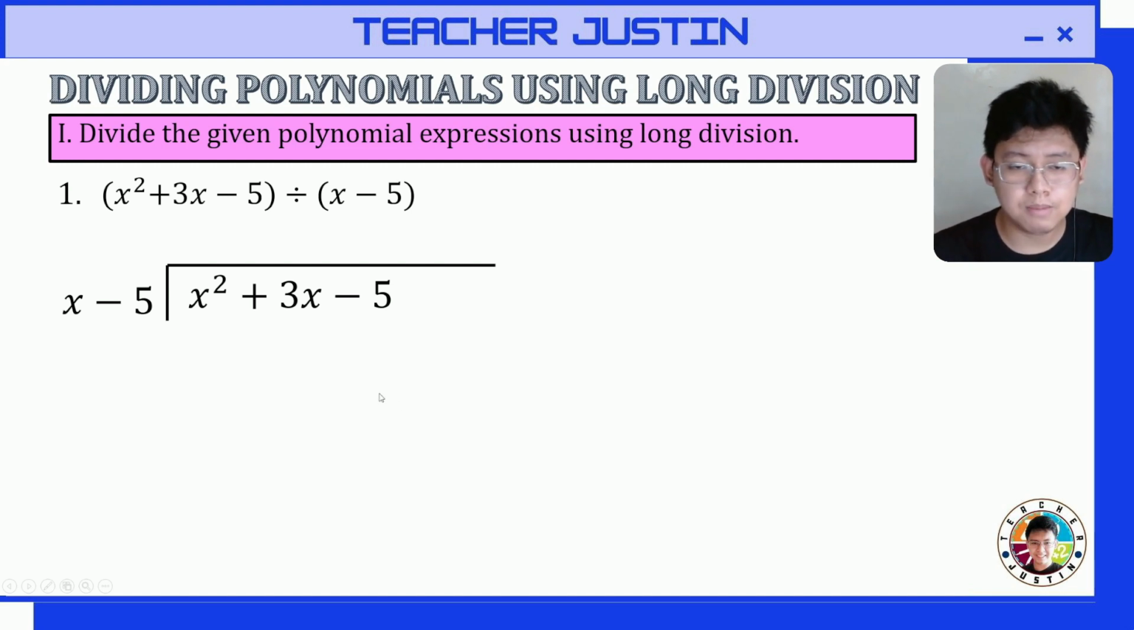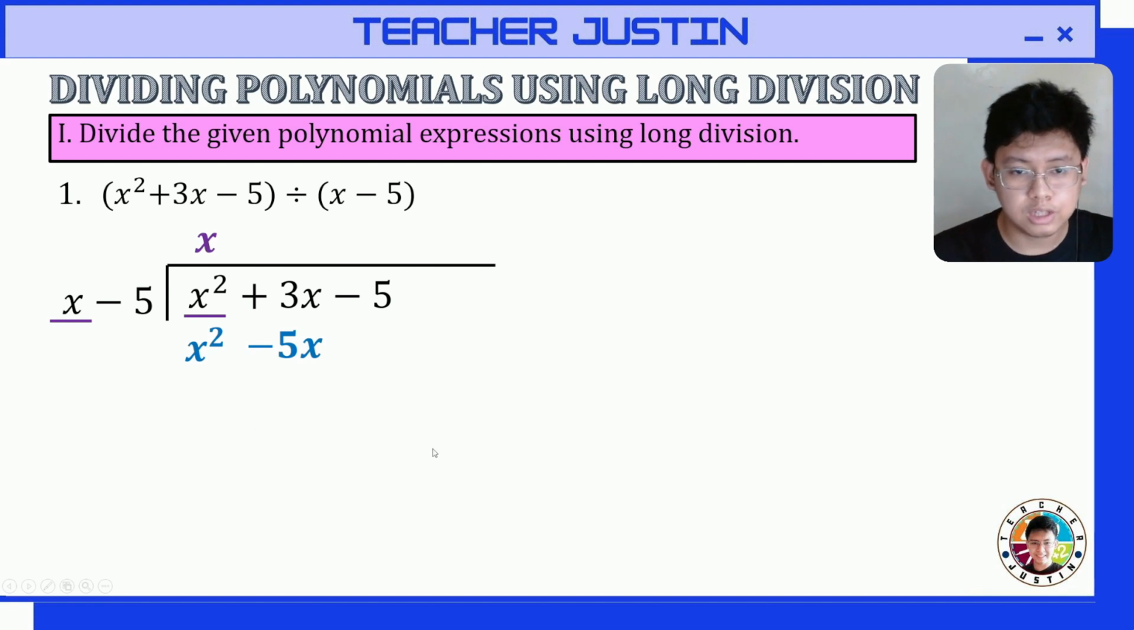Tapos, our next step will be to divide the first term by the first term. So, x squared divided by x, that will give us x. Tapos, let's multiply our quotient sa ating divisor. So, x times x will be x squared. X times negative 5 will be negative 5x.